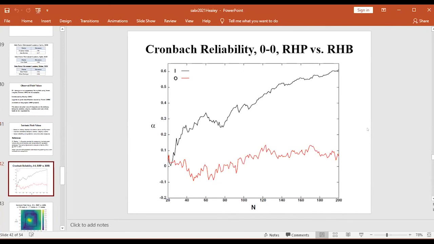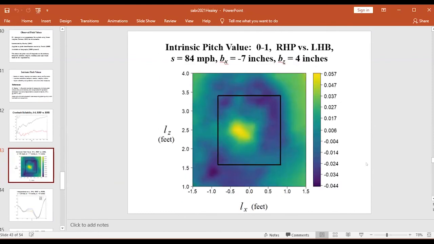And this is just an example of the reliability of these intrinsic pitch values for one configuration. Others are similar. We're plotting here the Cronbach reliability, that's the alpha. The black curve is the intrinsic values, and the red curve is the observed values, and N is the number of pitches. So the point is that we're getting a much higher degree of reliability for these intrinsic pitch values.